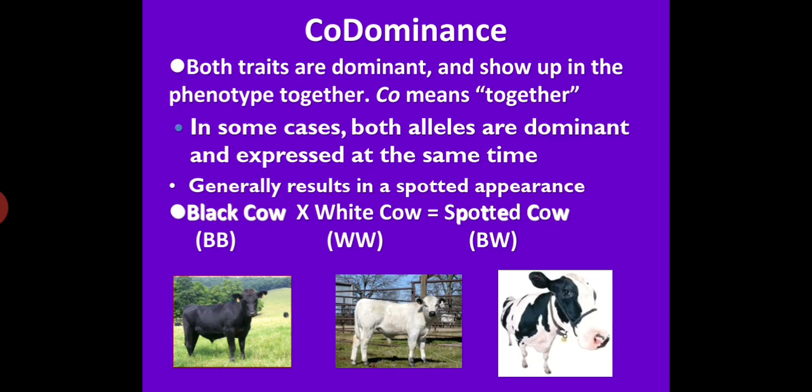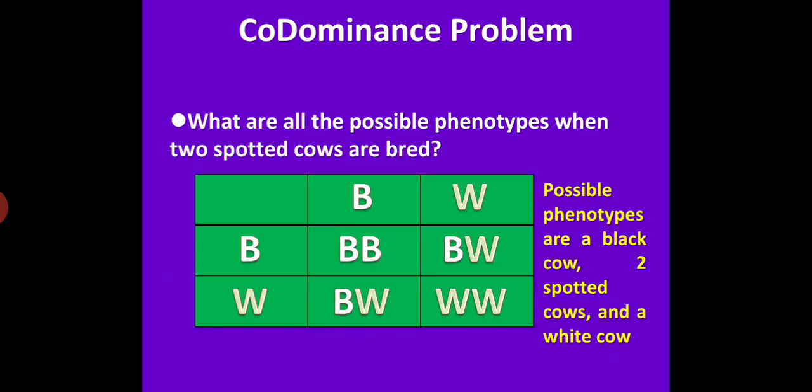Generally, it results in a spotted appearance. For example, when a black cow is crossed with a white cow, we will get a spotted cow. That is, in a white cow, there will be black spots. This is due to the codominance. Both the white and black appear side by side.